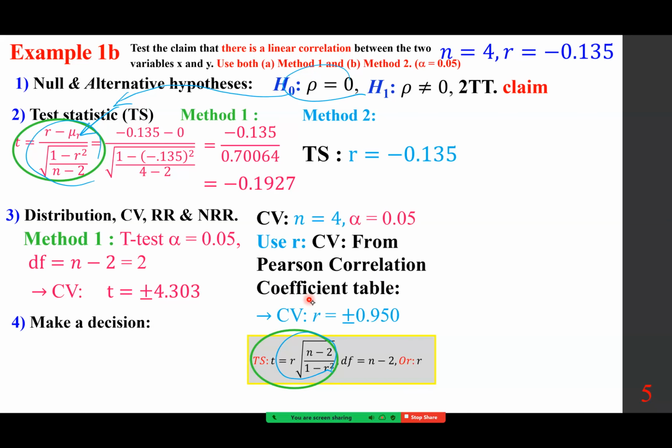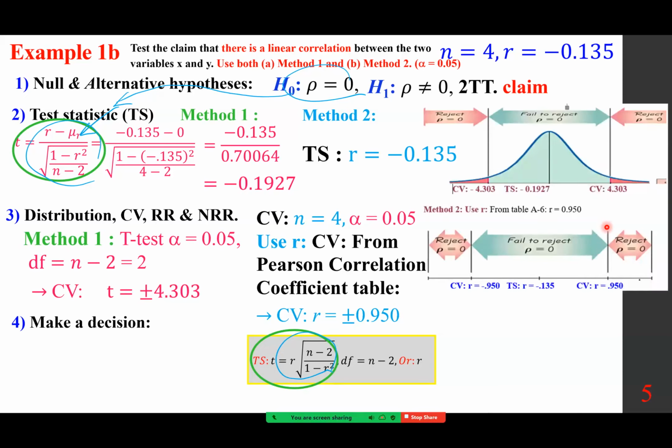Now, all you have to do is graph this. This is a two-tailed test, so you have two tails. Alpha is 0.05, so it is 0.05 divided by 2 on each side. This is negative 4.303, and this is positive 4.303. If you look at this one for now, this number, the test statistic, is between these two, and it's way into the non-rejection region.